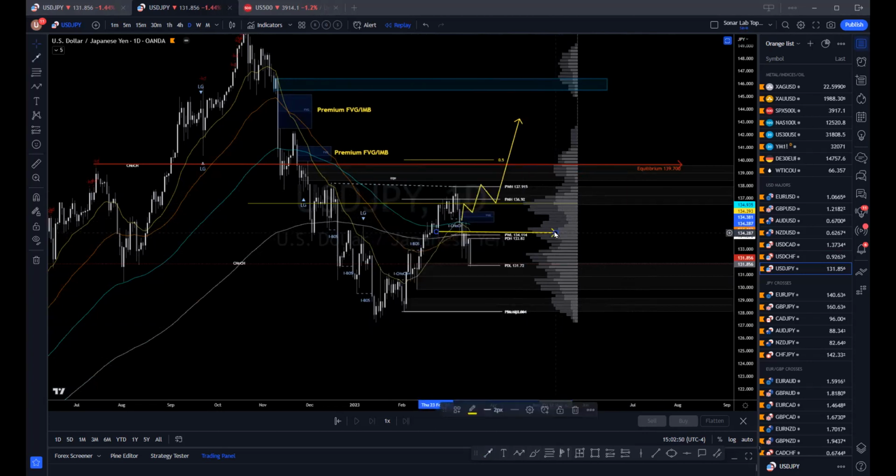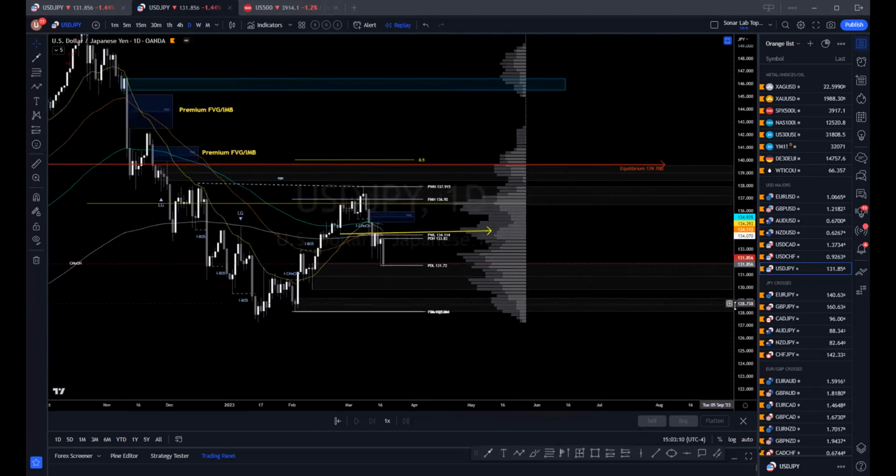At that break up structure right there, change of character. We are looking bearish on dollar yen. So we got this nice move right there, and then we broke this change structure, and we created a lower high, lower low, lower high, and we're looking for a lower low.